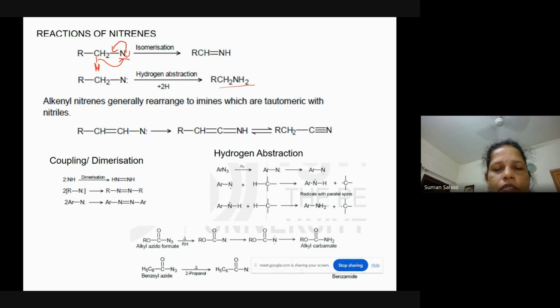So this hydrogen will go here and this will come here. This hydrogen will go here. So that first rearranges to give your imines, which are tautomeric with your nitriles, because that would be the more stable form. So this is your tautomerism.